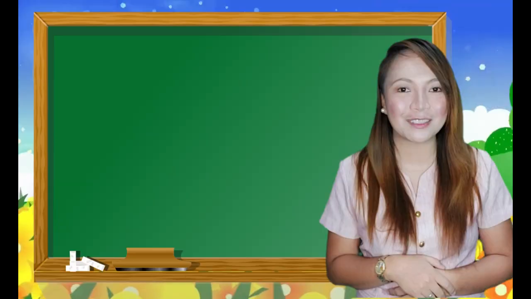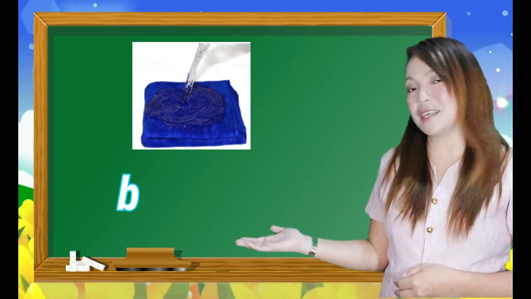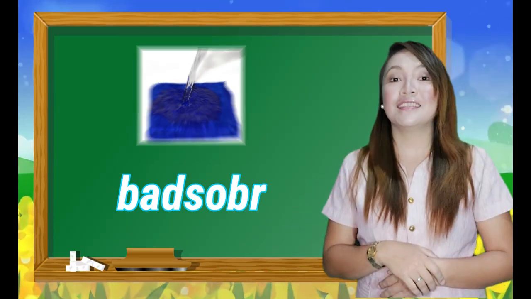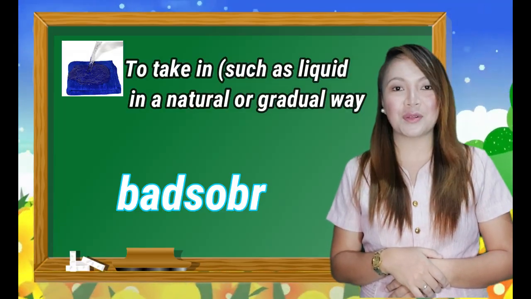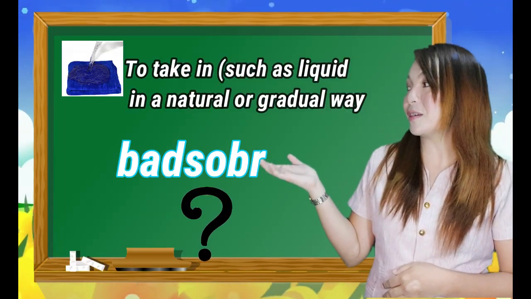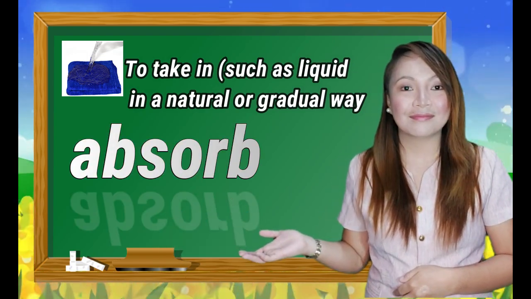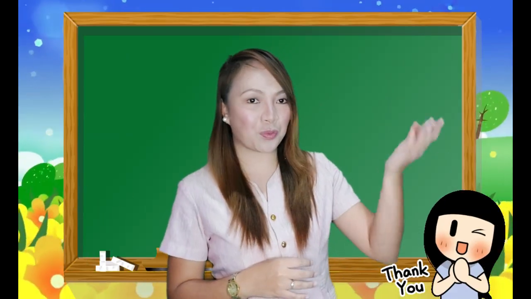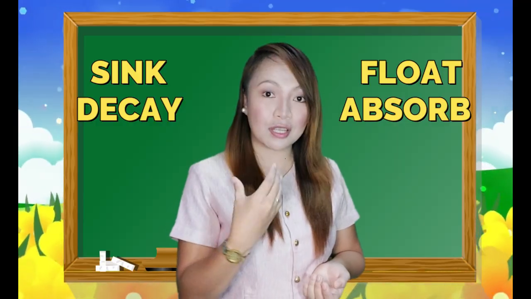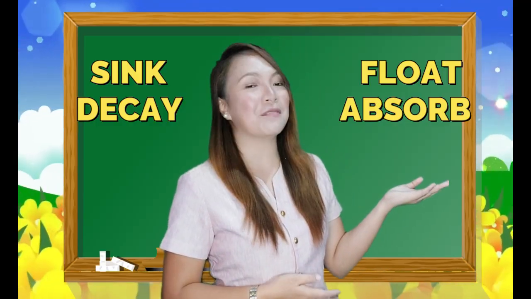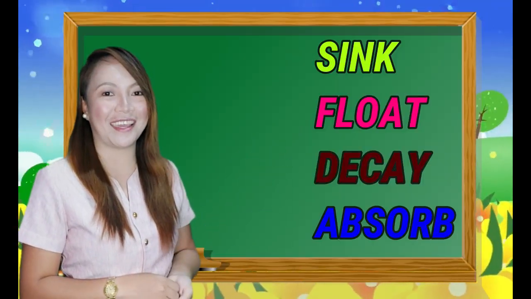Now let's proceed to the last picture. This is the picture. And these are the jumbled letters. The meaning of this is to take in, such as liquid, in a natural or gradual way. What could be this word? Yes, this word is absorb. Great job, kids! These are new words that can be added to your vocabulary, and later on you're gonna understand the lesson fully because you already identified the meaning of these words. These words are important words for our lesson today.